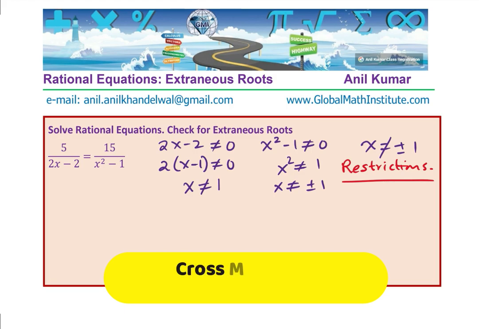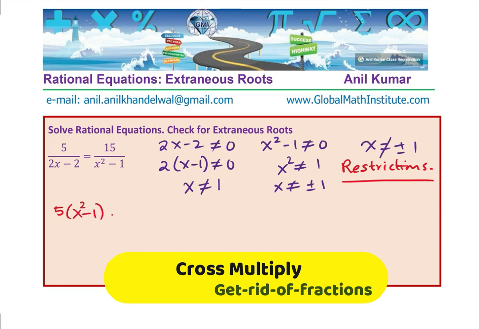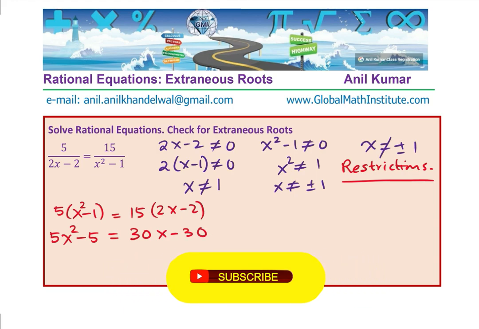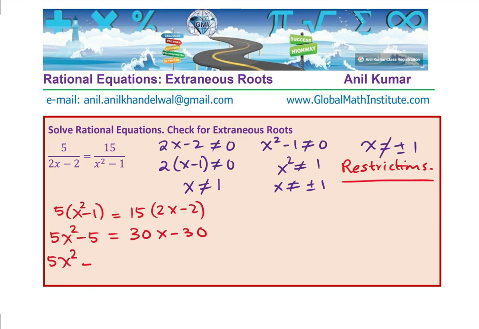Now, we could cross multiply and then solve. Perfect. So let's do it. So let's cross multiply. So we have 5 times x squared minus 1 equals 15 times 2x minus 2. So when you open the bracket, you get 5x squared minus 5 equals 30x minus 30. Let's bring all the terms together. Since it becomes a quadratic equation, we have 5x squared minus 30x minus 5 plus 30 equals 0.